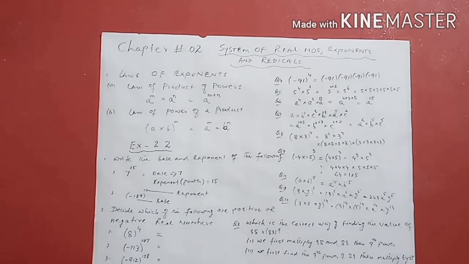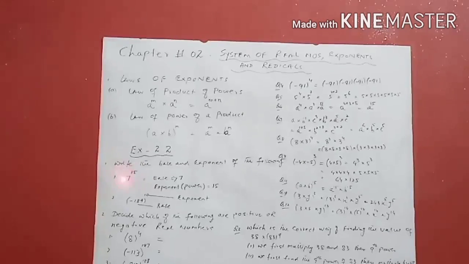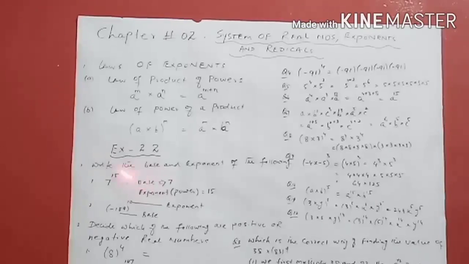Now come to exercise number 2.2, question number 1. Very easy question. Write the base and exponent of the following numbers. Question number 1, 7 raised to power 15. That means 7, which comes below, is known as the base, and 15, which comes over the 7, is known as the exponent or power. In any number or variable, the lower number is known as the base and the upper number is known as the power or exponent.